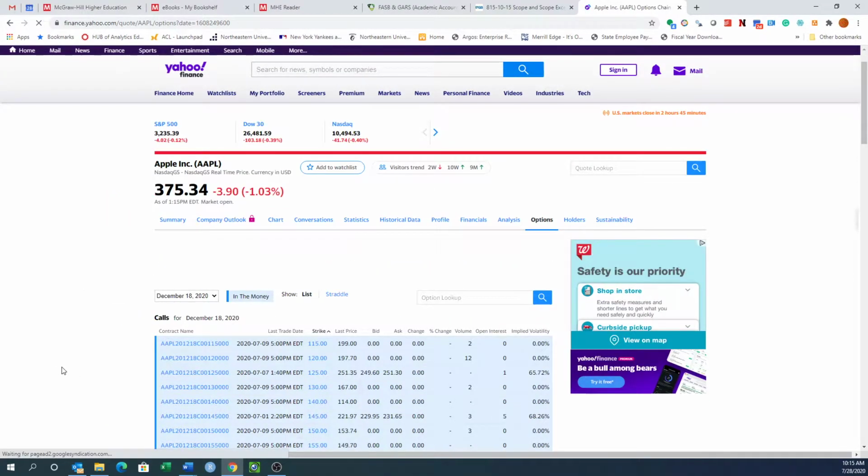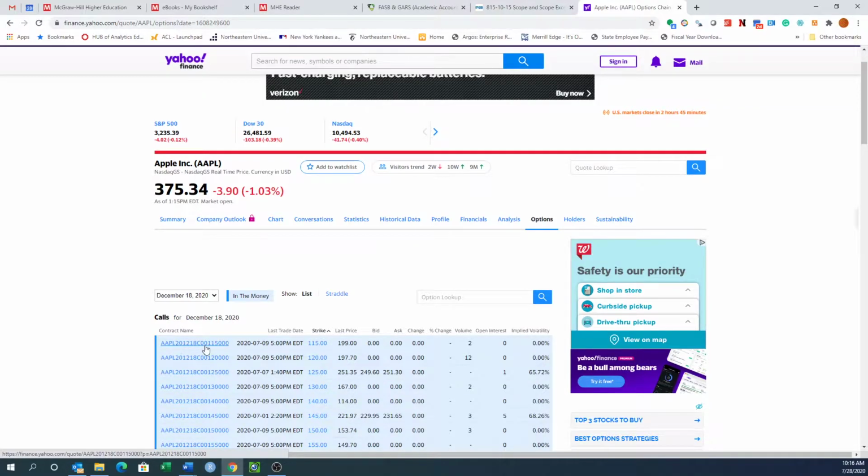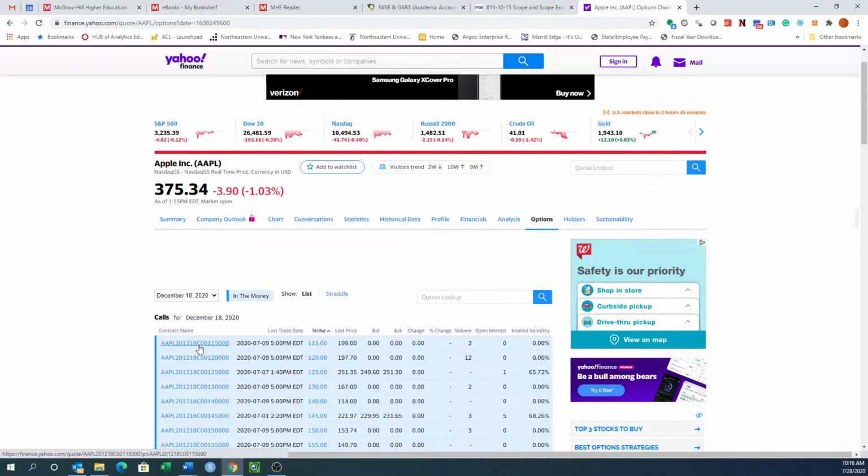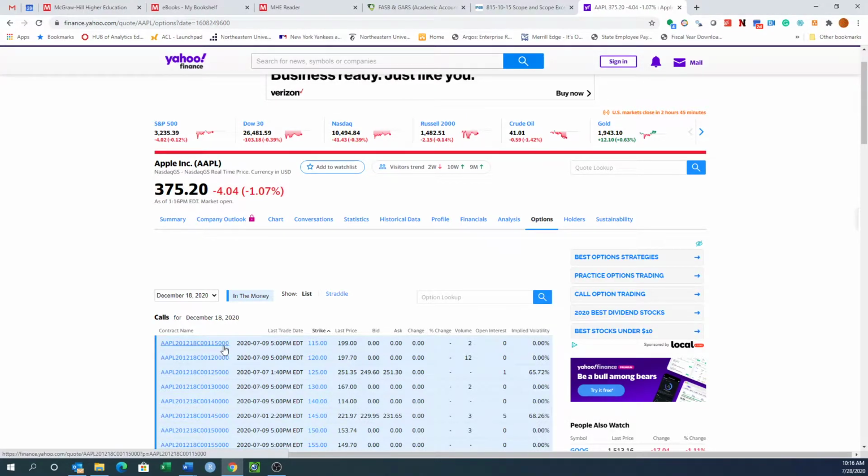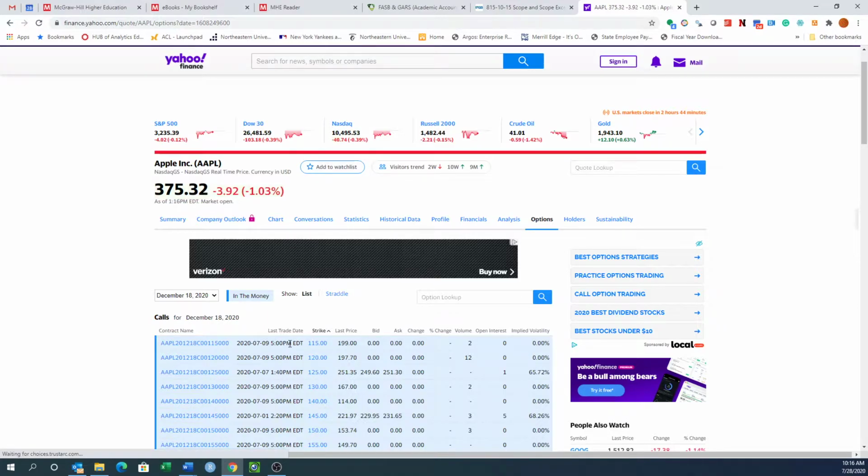So here we've got our Apple December 18, 20, and these are call options. See here, call options, and the price is 0.00115. So it can go all the way out to 3 decimal places, right? So what we have here, this is the contract name, and the last trade date, this is when it last traded, so it hasn't traded in a while, or doesn't appear to have traded in a while. We do have some volume here, so it'll probably update today.